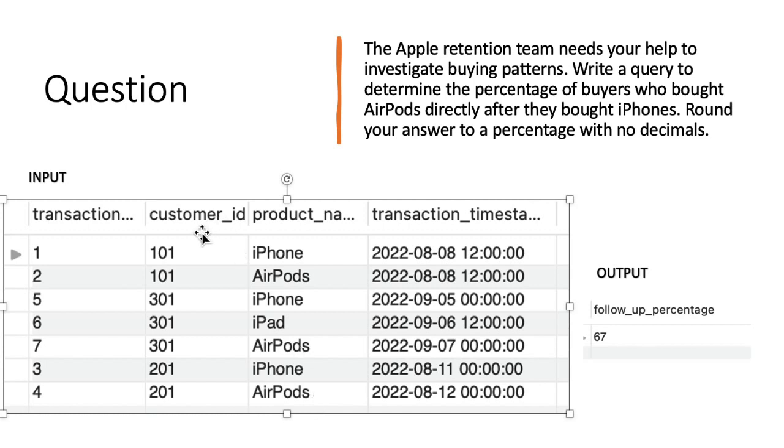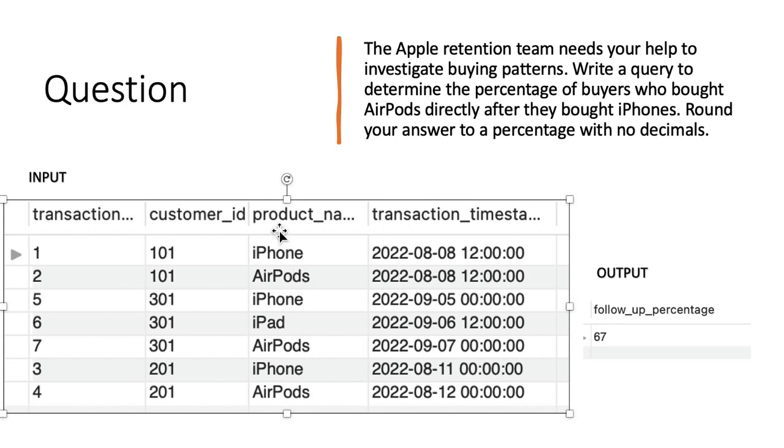And we are given three different customers. If you see the first customer, he has purchased an iPhone followed by an AirPod. We should consider this customer in our output. If you see the second customer, he has purchased an iPhone first, followed by an iPad, and then he has purchased an AirPod. So we should not consider this customer in our output. If you see the third customer, he has purchased an iPhone first, followed by an AirPod.